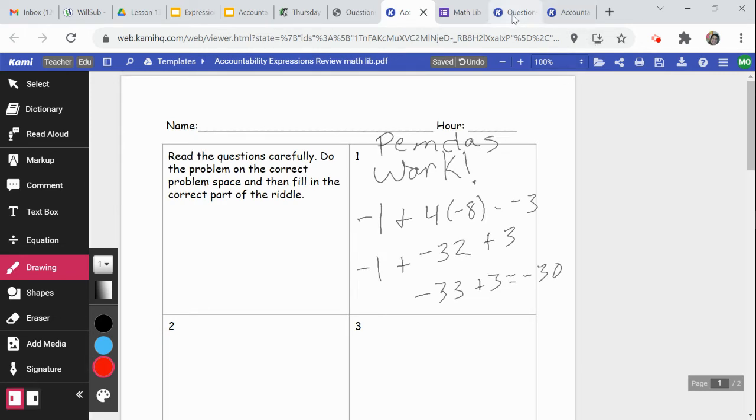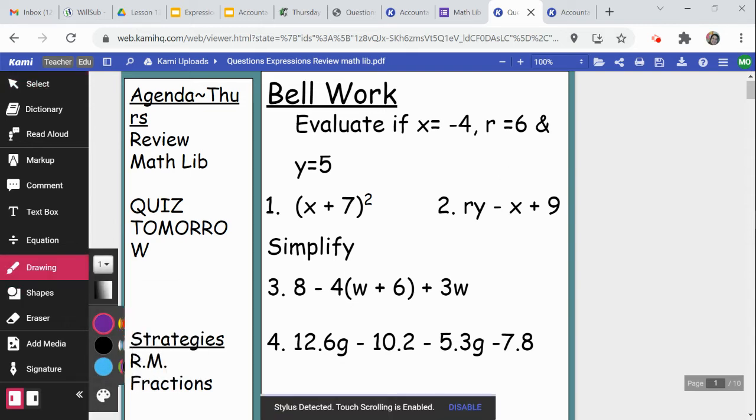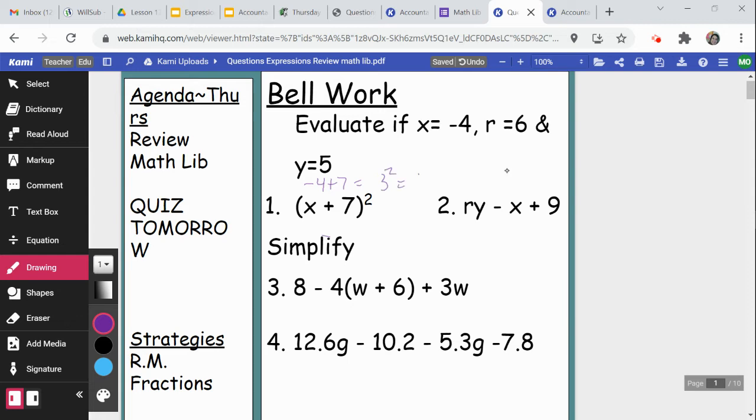Okay. All right. Let's look at the bell work real quick. Okay. So remember, today is our review. Tomorrow you have a quiz over this type of stuff. Okay. So for our bell work, what we should have done, let me get my drawing tool. Go purple. X plus 7, and this time we are squaring the whole sum. So if I have -4 plus 7, that makes 3. So I have to take 3 and square it, so I actually get 9.